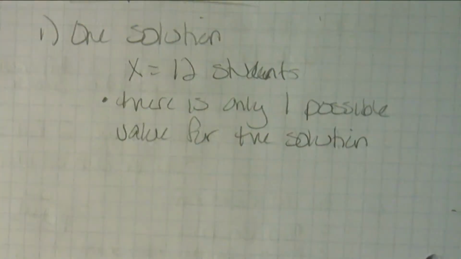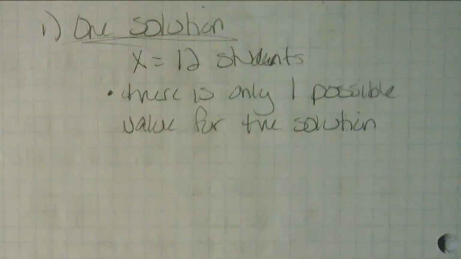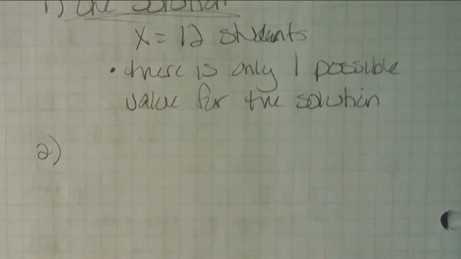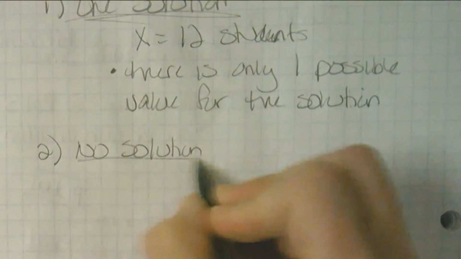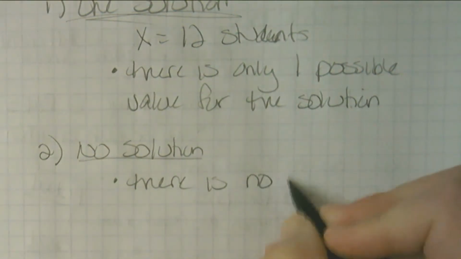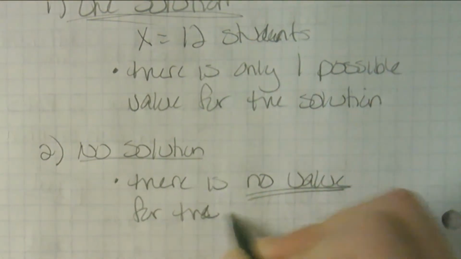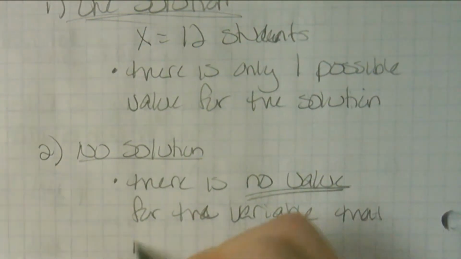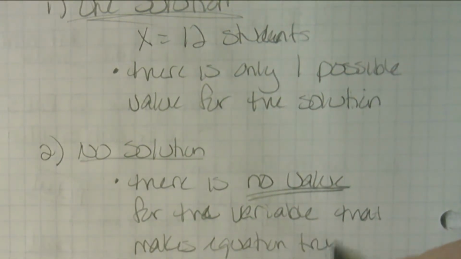And that's what we've been doing so far, is one solution. All right, but there are 2 other possibilities. One of them is called no solution. What that means is there is no value for the variable that makes the equation true.